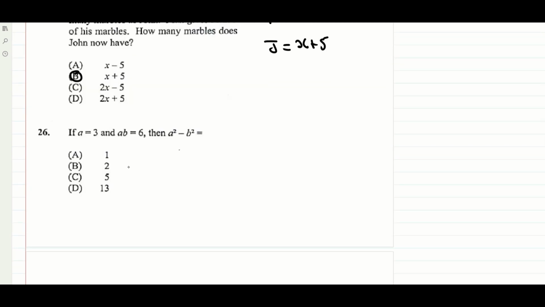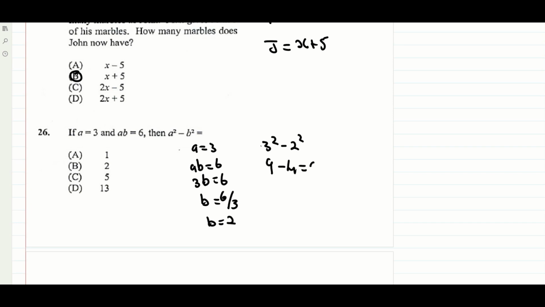This one, they said a is equal to 3 and ab is equal to 6, then a squared plus b squared is equal to. So if a is equal to 3 and ab is equal to 6, therefore it's 3b is equal to 6, so b is equal to 6 divided by 3, so b is equal to 2. So if a is 3 and b is 2, that's 3 squared minus 2 squared, which is 9 minus 4, which is equal to 5. So C is my answer.